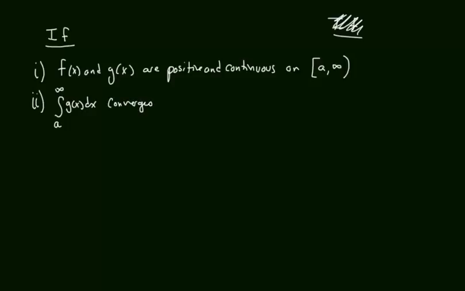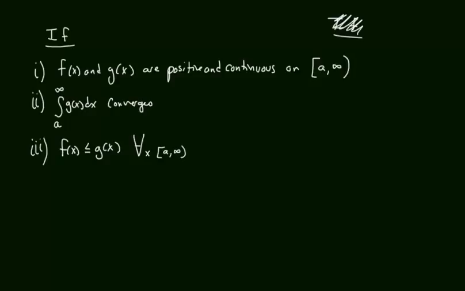Now I may have said that g of x converges. I should have always said the integral of g of x converges. It would be wrong to say g of x converges. So 1, 2, and then finally 3. f of x is less than or equal to g of x for all x on the interval a to infinity.